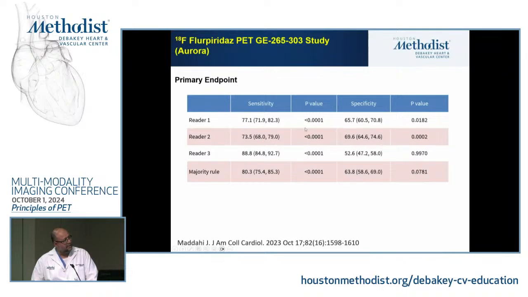It's in the 70s, specificity is a little lower, and the majority rule was in the 80s for sensitivity, specificity in the 60s. But keep in mind that when these were interpreted by the FDA rule, they did not have the blood flow data or the calcium score data. So they only had the images and the gated.